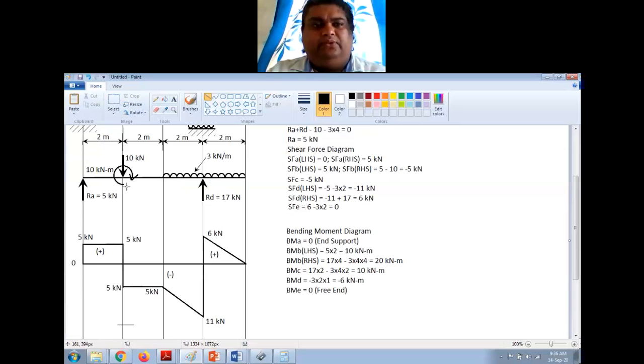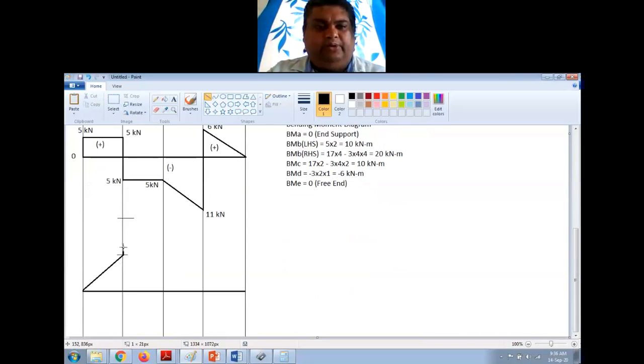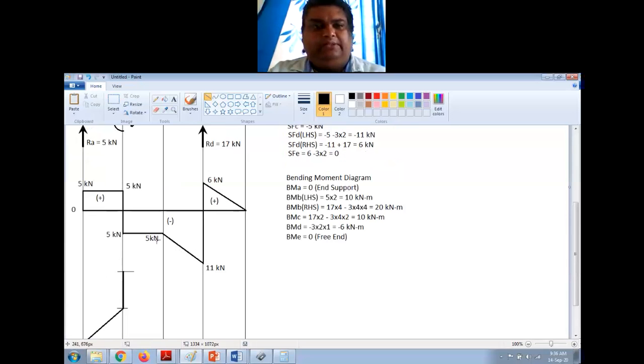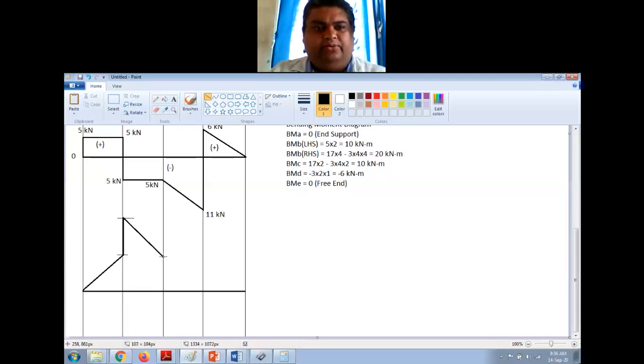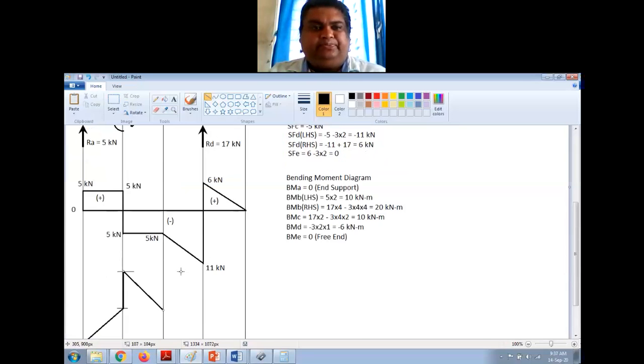Now because of this couple, the bending moment is increasing suddenly here like this. Okay, now let us come to point C. At point C it is 10 kilonewton meter. So 10 is here. I will just draw a line from here to here like this. Okay, it's a straight line.